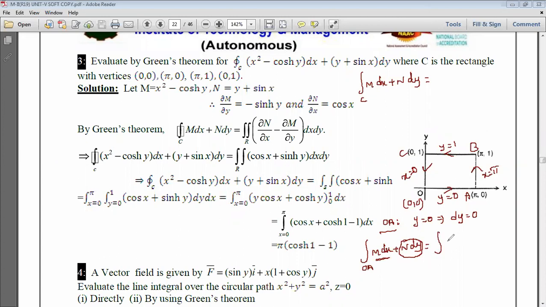Integral M is nothing but here it is having x square minus cos hy dx. And the limits, we are converting into x, so the x limits are from 0 to pi. So it is 0 to pi, and here it is having x square minus cos h 0, which is 1. So x square minus 1 dx.